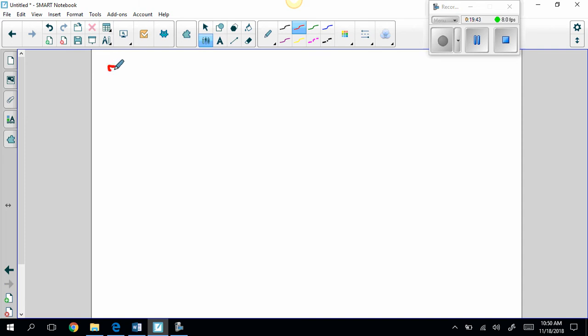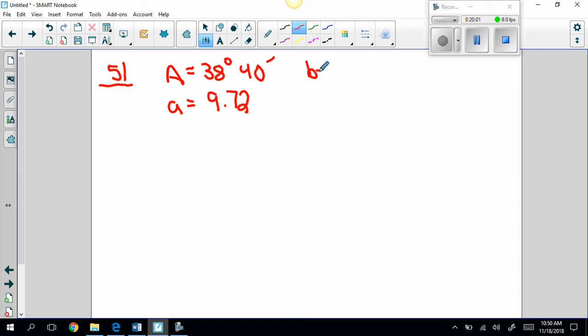It's actually question 51 in the section. A is 38 degrees, 40 minutes. Nothing worse than when the book uses old school. Little a is 9.72 kilometers, little b is 11.8 kilometers.